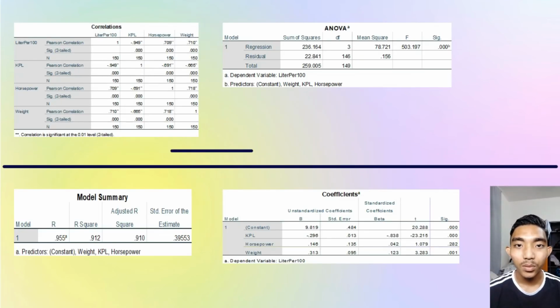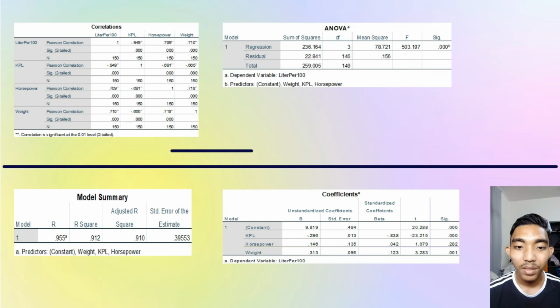Correlation. The R value between liter per 100 and KPL is negative 0.949. Thus, liter per 100 is associated with KPL. The R value between horsepower and weight is 0.718. Horsepower is associated with weight. Model summary. The R square value is 0.912, which means 91.2% of the variation in liter per 100 can be explained by KPL, horsepower and weight. The adjusted R square is 91%.